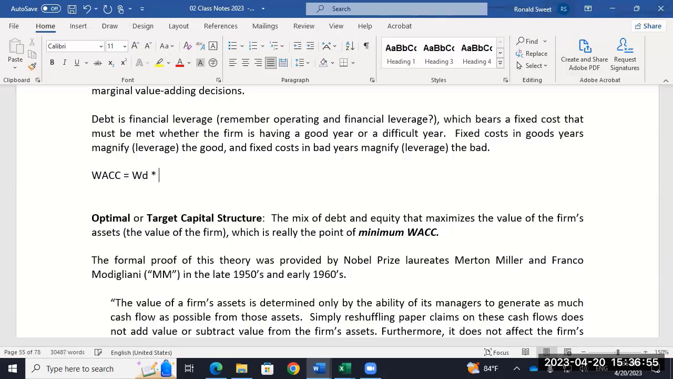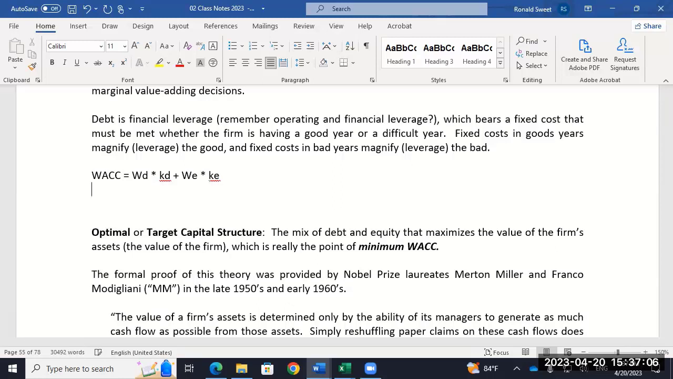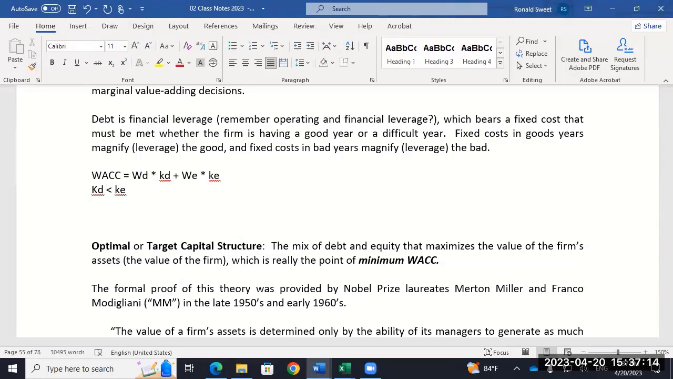We know the weight of debt times the cost of debt. Well, let's ignore taxes right now. Plus weight of equity times the cost of equity. And we want to minimize WACC. And we know that the cost of debt is always less than the cost of equity. So it looks really obvious. Minimize WACC by increasing the weight of debt. Wouldn't that do it? If debt is cheaper than equity, the easiest way to reduce your WACC is just to increase your weight of debt. That seems obvious on the surface.